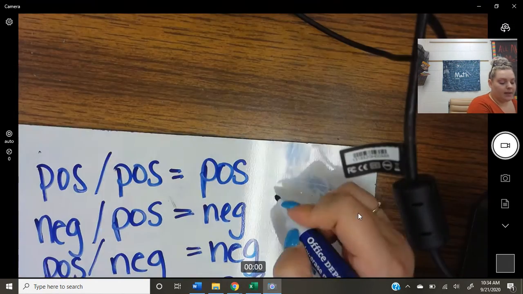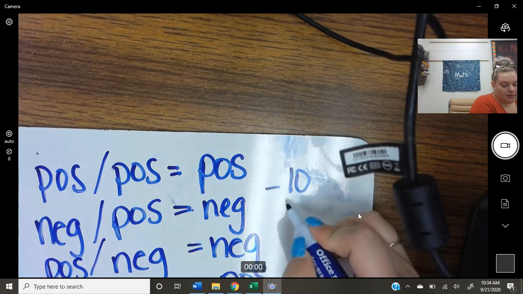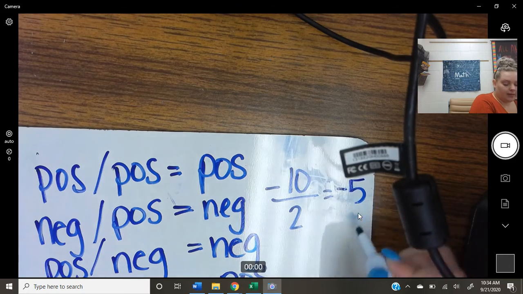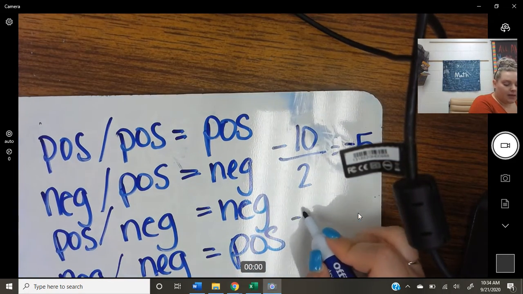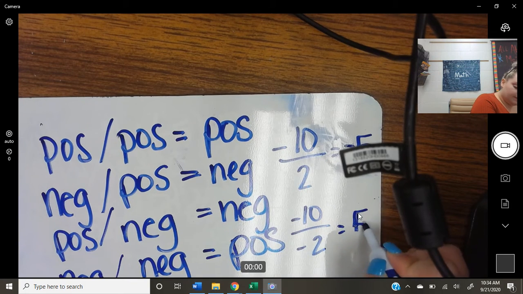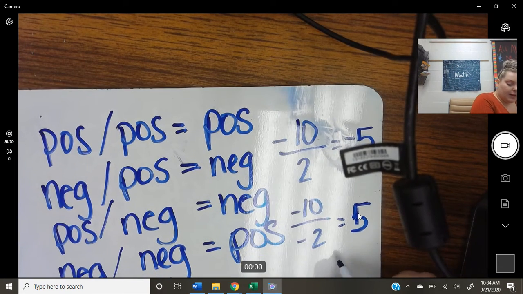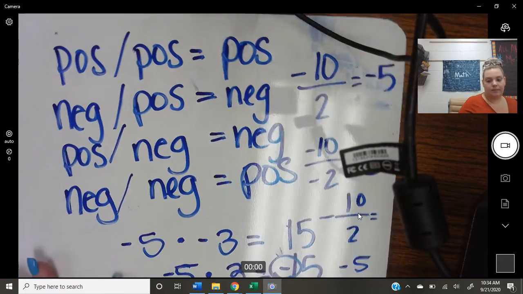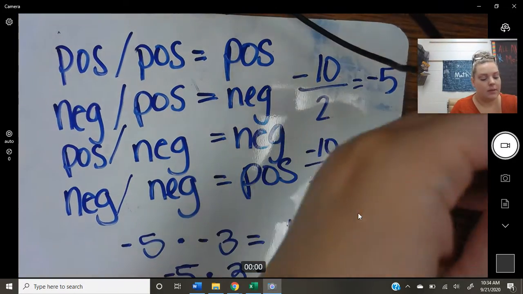So if you had -10 divided by 2, one number is negative, so your answer would be -5. If you had -10 divided by -2, your answer would be a positive 5. If you see a sign out here like this, that means one of the numbers is negative, so your answer would have to be negative. Okay, that's how that one works.